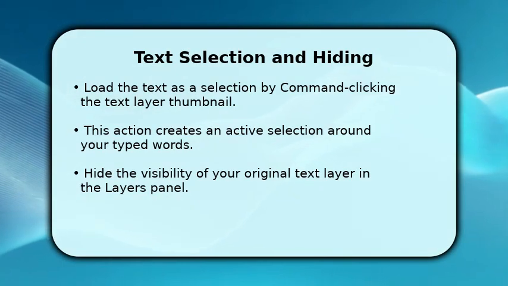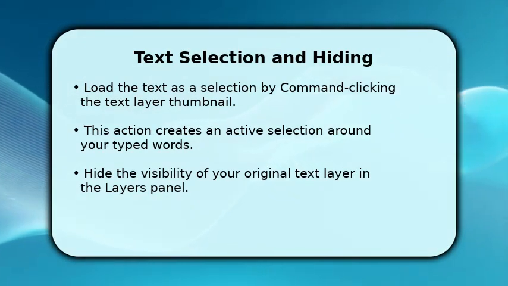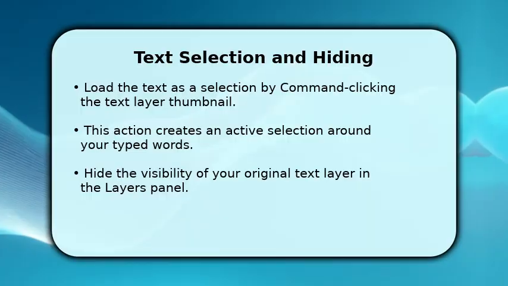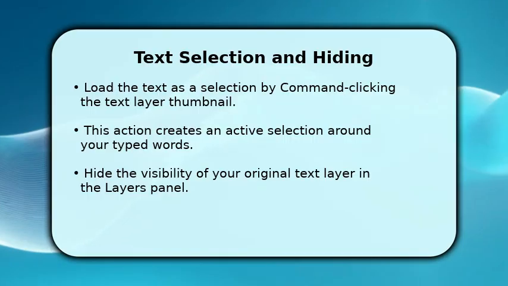Now, let's turn your text into a selection. Hold down the Command key on Mac or Control key on Windows, then click directly on the text layer's thumbnail in the Layers panel. You'll see a marching ant selection appear around your text.